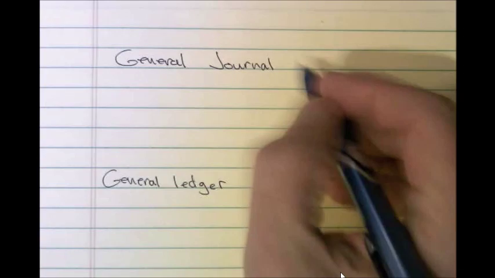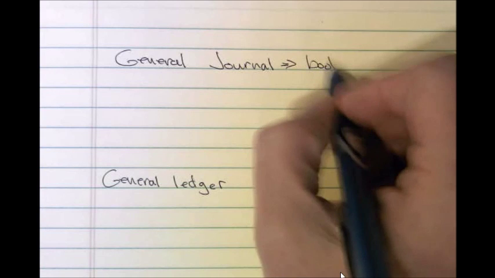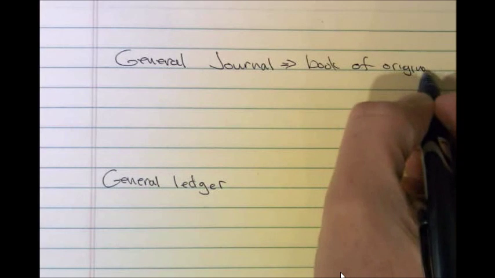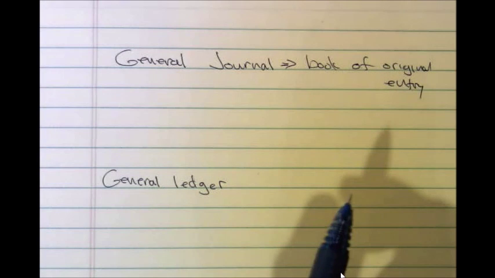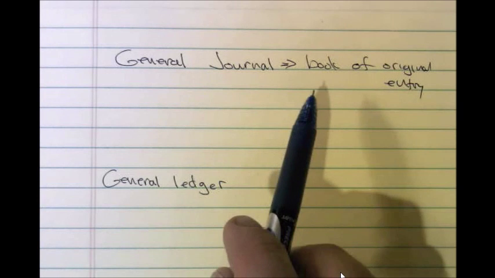So these two things. One of them is the general journal, right? The general journal is the place that we write down the transaction when we first run into it. Some people call it the book of original entry, and it's where we just record this transaction. And we're going to look at an example of that in just a minute.